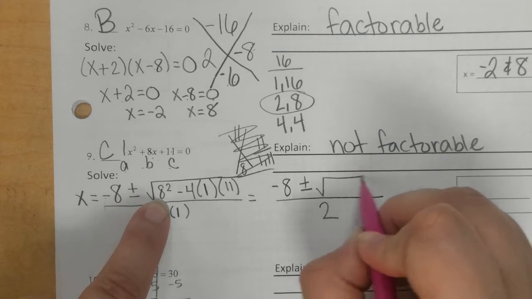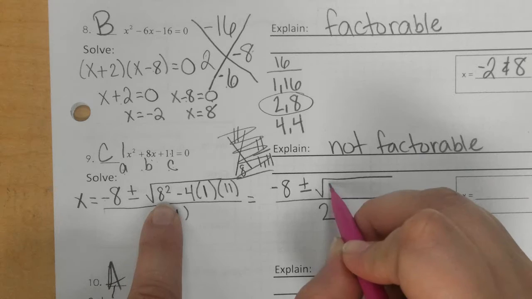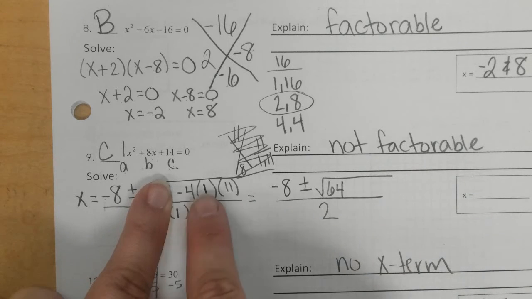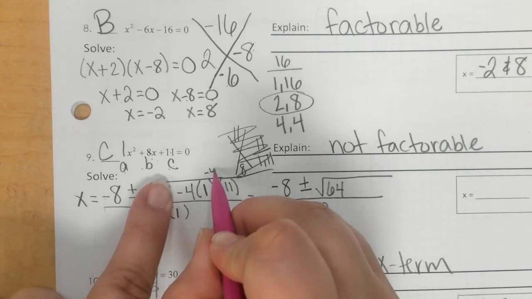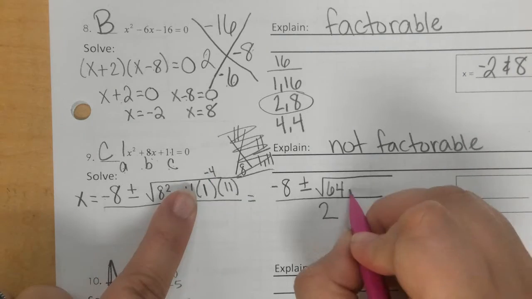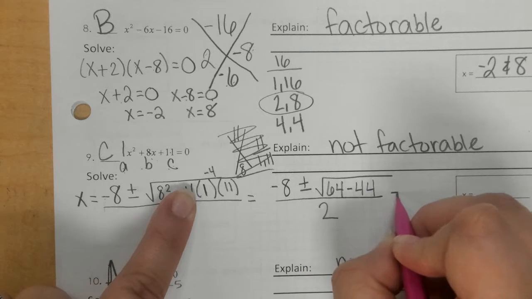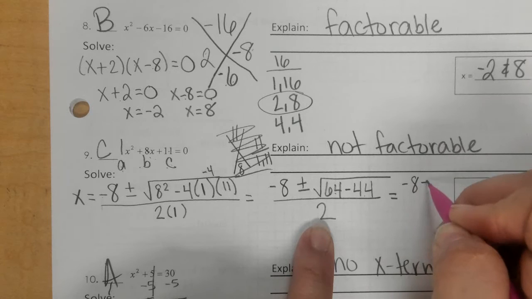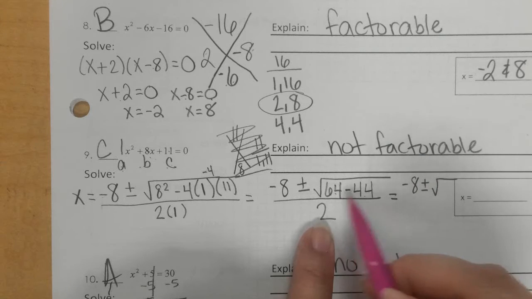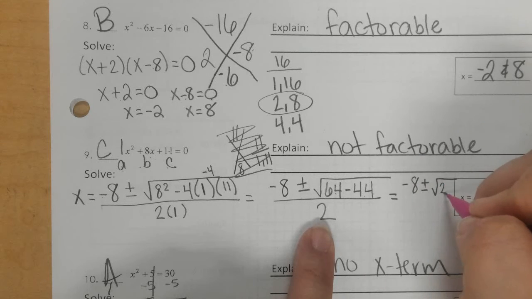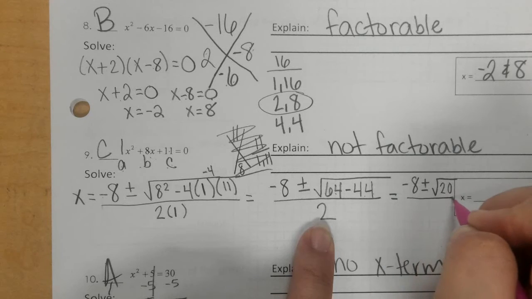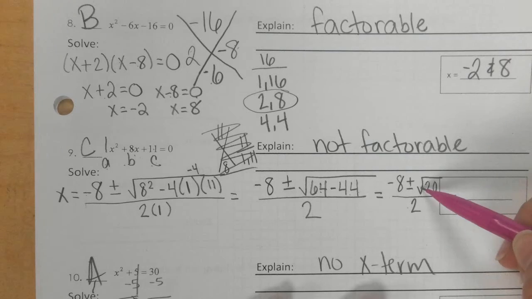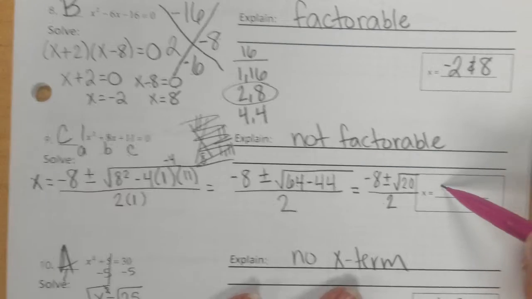Okay, now inside of the radical, let's break it down to 2 parts here. 8 squared is 64. And then you think of this as being a negative. So negative 4 times 1 is negative 4. Times 11 is negative 44. So we simplify this part. We have negative 8 plus or minus. If we subtract, we get 20. And then we still keep the negative 8 and the 2. So this I would count as your final answer.